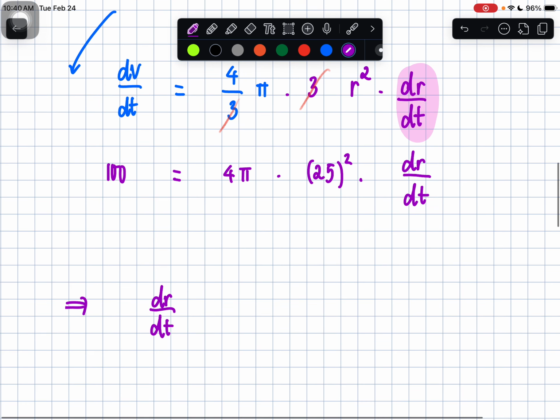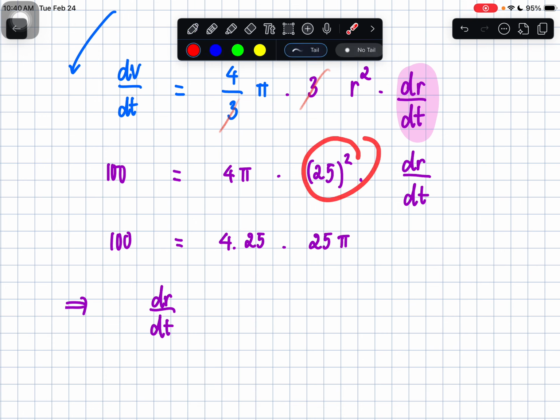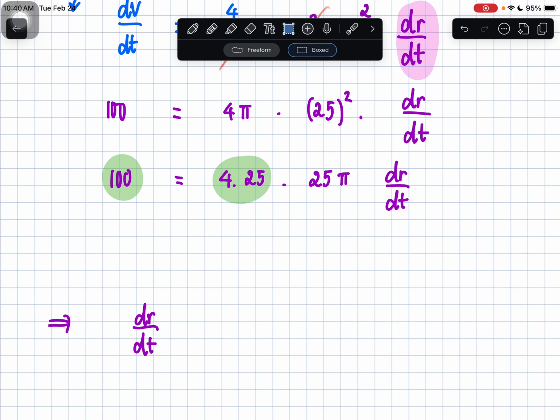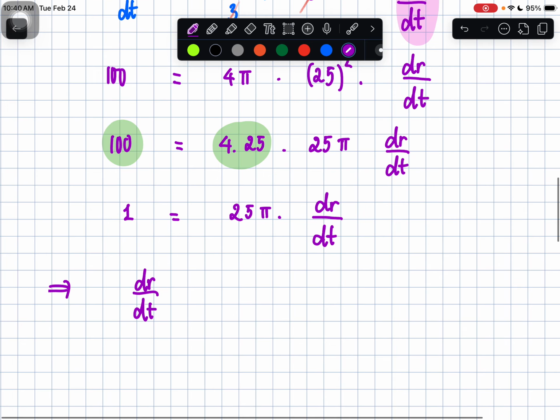So on the left you have 100, on the right you have 4 times 25 pi. I just split this into 25 times 25, so this is 100 dr over dt. Here we have 100 on the left, 100 on the right. That gives us 1 equals 25 pi dr over dt. So dr over dt is 1 over 25 pi. And this is the final answer.